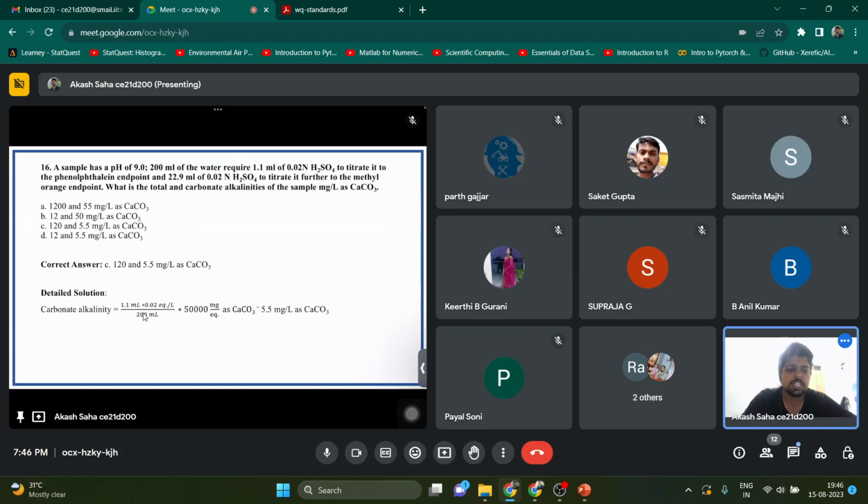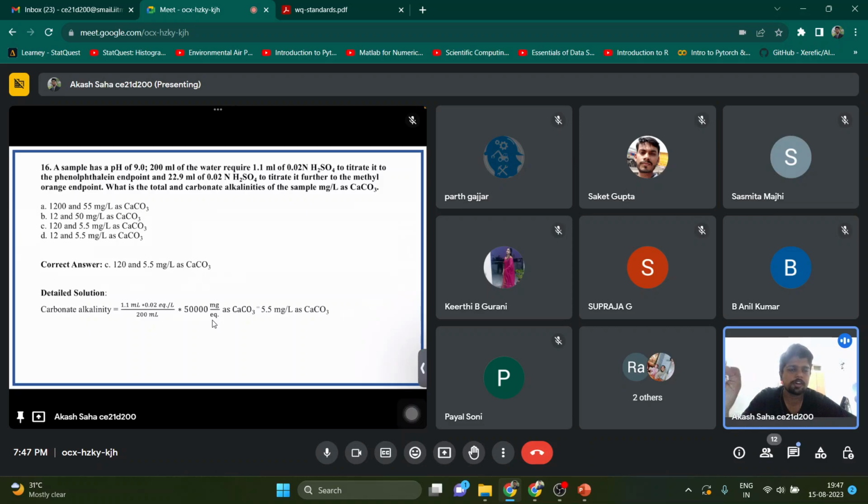Okay, so now we have to change it into milligram per liter as CaCO3. So we know if we check the molecular weight of CaCO3, it will be 100. Okay, 40 plus 12 plus 48, it will be 100. If 100 is the molecular weight, the charge is 2, or the combining capacity is 2, so the equivalent weight will be 50 gram per equivalent. Okay, so if it is 50 gram per equivalent, then in terms of milligram, it will be 50,000 milligram per equivalent. So from here it comes as 50,000 milligram per equivalent. So I will tell it once more.